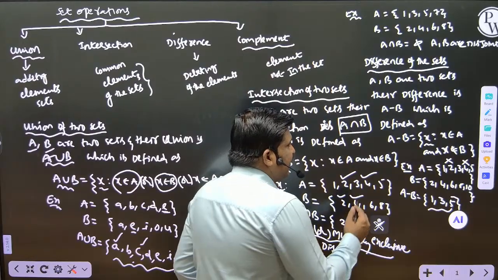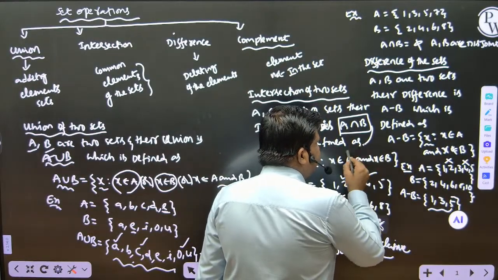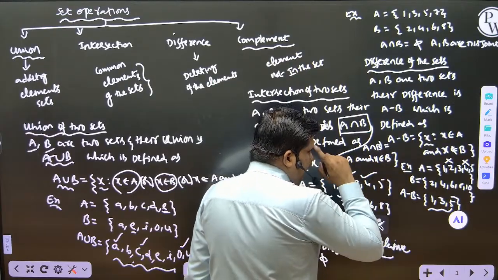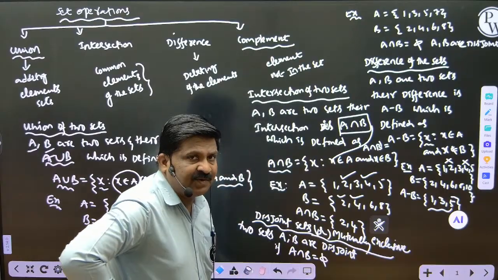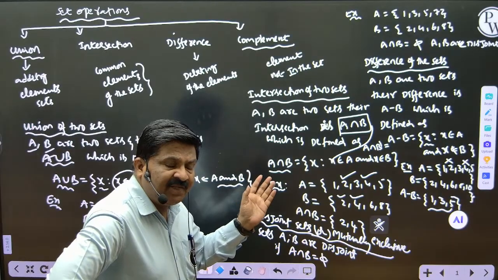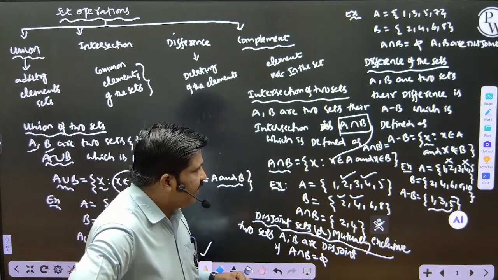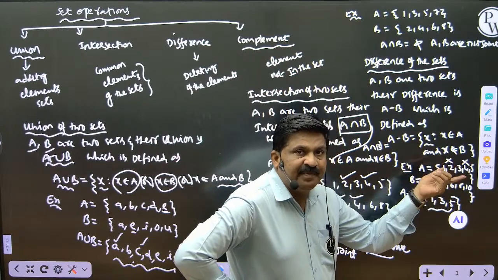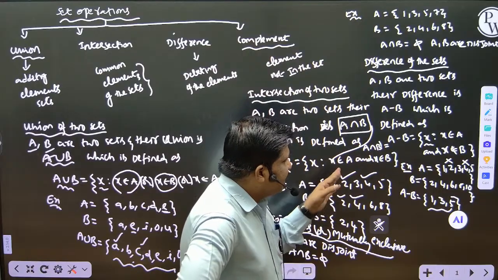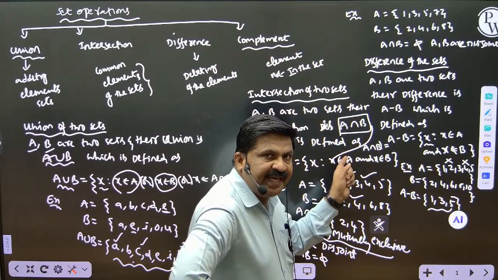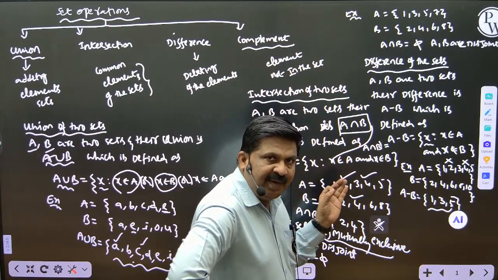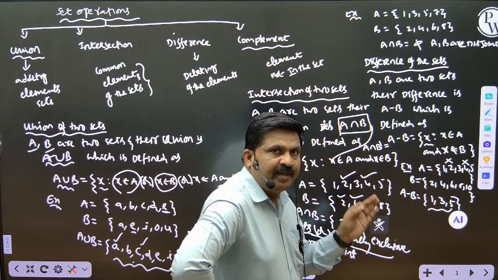That's why A minus B can sometimes also be written as A and B complement. What does it mean? The elements of A that are not elements of B. x not belonging to B means B complement. So A minus B is sometimes also written as A intersection B complement. That means the element is present in A but not in B.